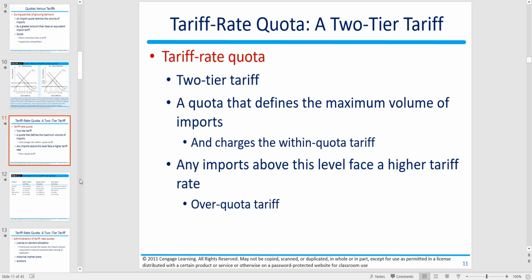Now we can also have a combo between a quota and a tariff. That's what we call a tariff rate quota. So what does it mean, a tariff rate quota? It means that there's going to be a quota, and the quantity imported within that quota is going to have a certain amount of tariff per unit imported. However, if there is an increasing demand, people will still be able to buy, but because the quota has been surpassed, the tariff is going to increase tremendously. Okay? The tariff is going to move to what we call an over quota tariff.